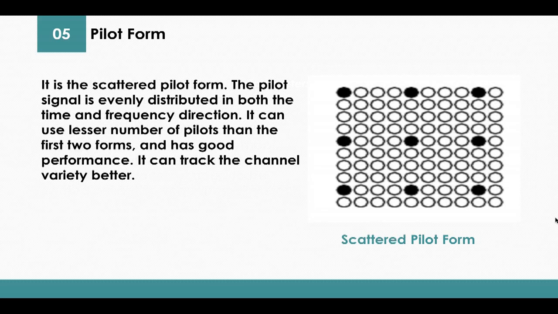The third one is the scattered pilot form. The pilot signal is evenly distributed in both the time and the frequency direction. It can use a lesser number of pilots than the first two forms and has good performance. It can track the channel variation better.